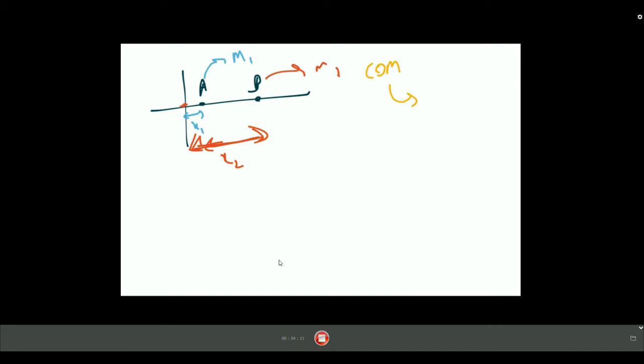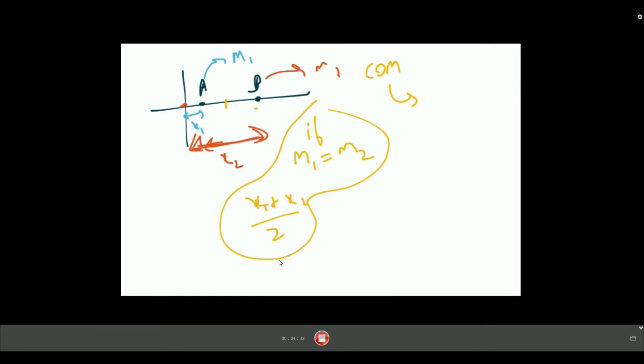If I say m1 was equal to m2, then that's not that much of a problem, is it? It's just going to be the average of these two distances. It's going to be over here. Again, it's (x1 plus x2) by 2. That's going to be my center of mass if m1 is equal to m2.